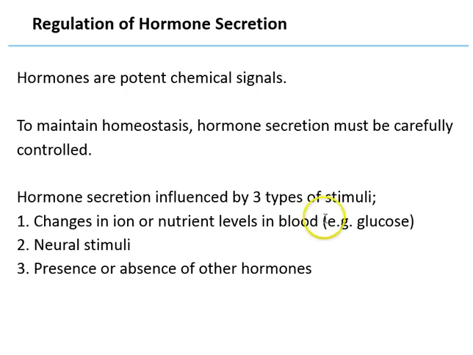Neural stimuli can also regulate hormone secretion, and in particular the autonomic nervous system can have a powerful effect on the secretion of hormones in the body. The presence or absence of other hormones in the bloodstream can also have a powerful effect on the secretion of hormones from particular organs or structures. And in a little while I'll emphasize that when I talk about the role of the pituitary gland in controlling hormone secretion from many of the endocrine organs in the body.